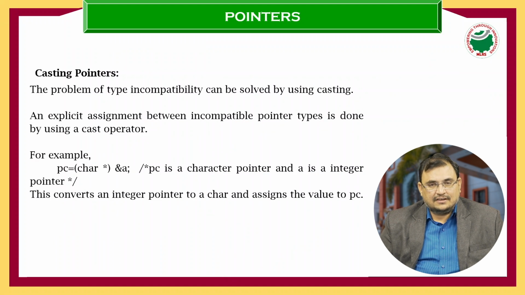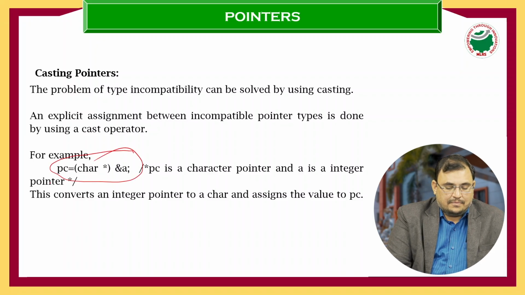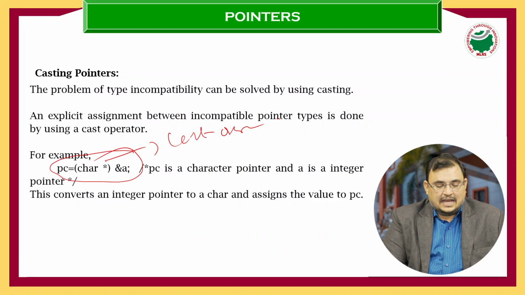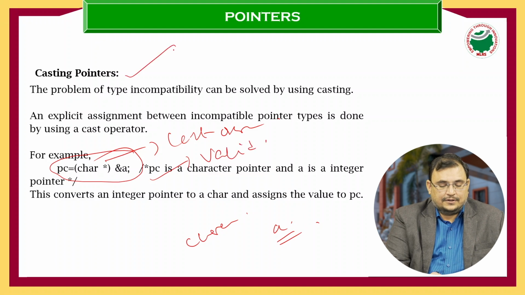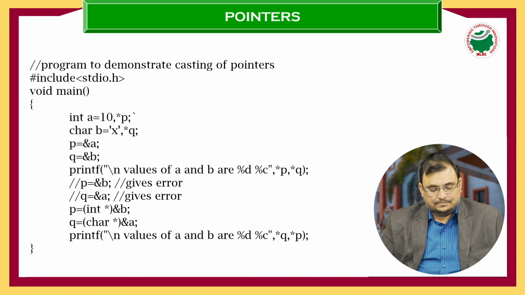Coming to the casting of a pointer, if any type compatibility problem occurs, we can also perform type casting using the cast operator. Here, in the previous case, pc is a pointer to character and a is an integer variable. So the integer variable's address is converted into a character pointer, then it is assigned to the character pointer; it is valid. This is called casting of pointers. Before assigning to the other pointers, you can cast.